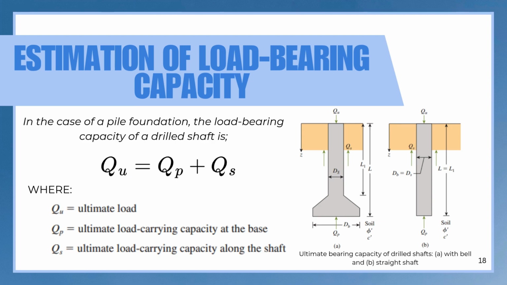So based on this figure, a drilled shaft with a bell has an enlarged base that increases its contact area with the soil, allowing it to carry higher loads mainly through end bearing. It is best used in weak upper soils and stronger layers below because it reduces settlement and provides high stability. This type is commonly used for heavy structures such as bridges, high-rise buildings, and large columns.